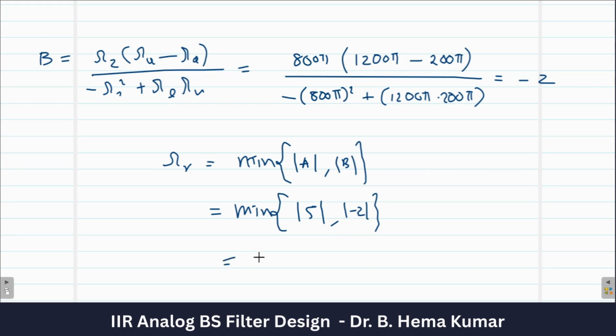So the minimum of 5 and 2 is 2. So omega r is taken as 2. Okay, with this value we have to proceed with our design. Now we'll go with the Butterworth filter design part.